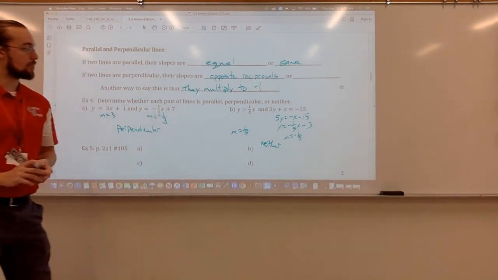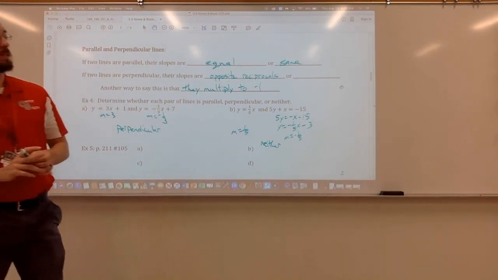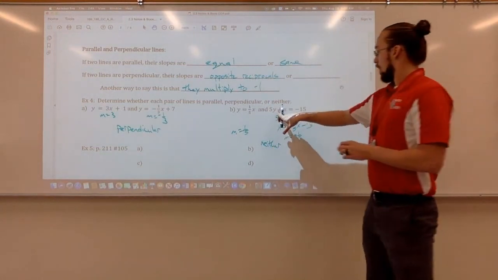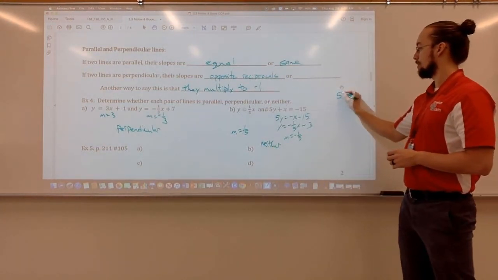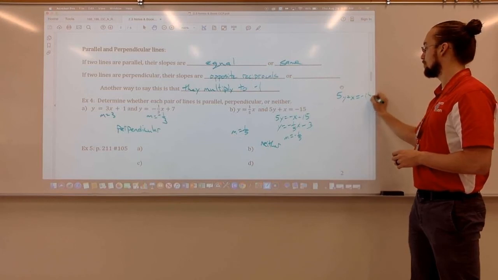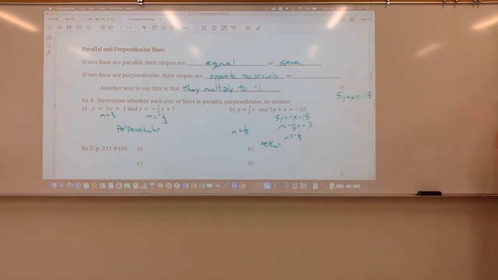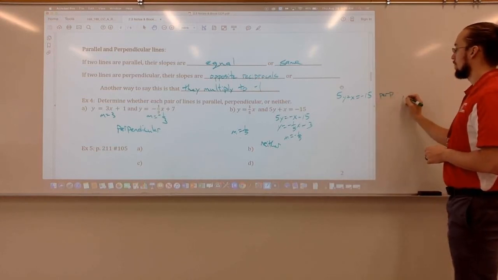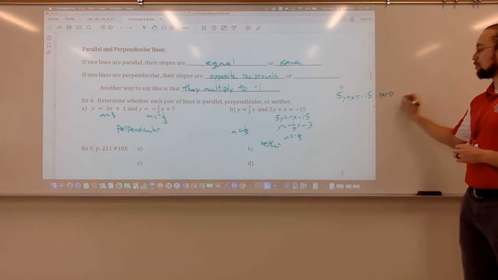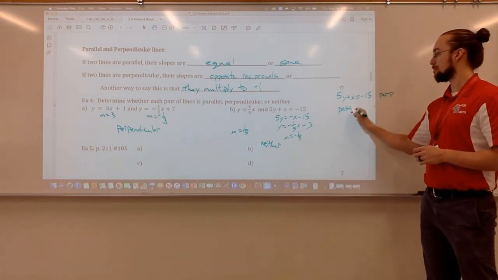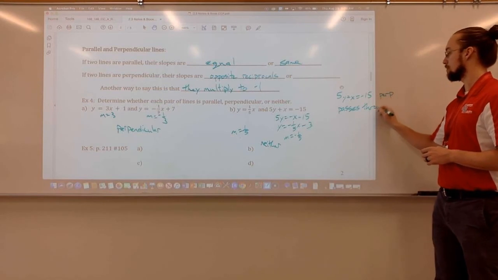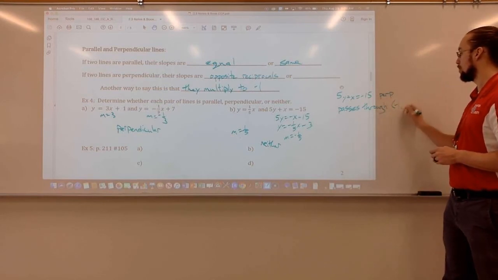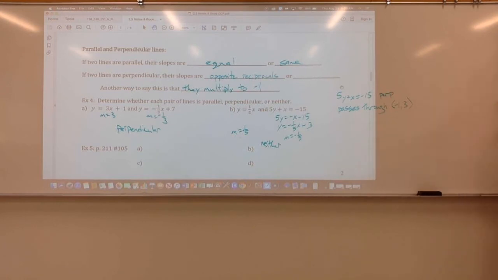All right. Actually, I want to do one more example here. We've got 2 minutes. Let's take this line here: 5y plus x equals -15. And I want to write the equation of a line that is perpendicular to this line and passes through the point, I don't know, -1, 3. How would I do that? How would I write the equation of a line that's perpendicular to this, that passes through -1, 3?